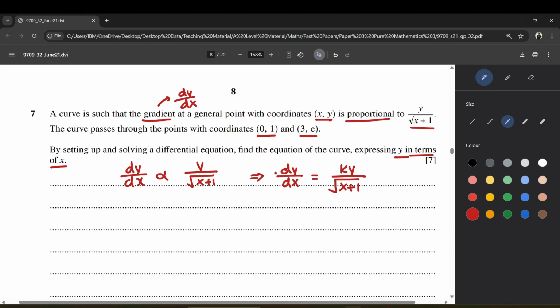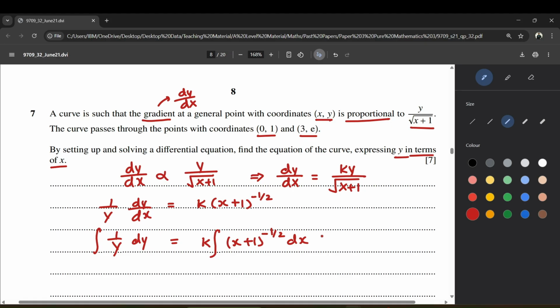Now, by separating the variables, we can bring y onto the left hand side. So I have 1 upon y dy/dx equals k times (x plus 1) to the power minus half. Okay, now I can separate the variables. Now we can integrate. I can integrate this with respect to y, and on this part k is a constant, so I can just write it outside the integral sign: integral of (x plus 1) to the power minus half dx.